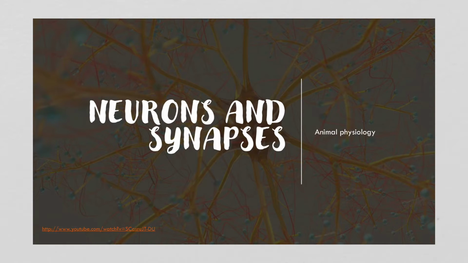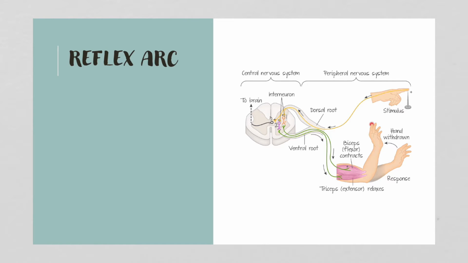In this video, we're going to explore what happens with neurons in synapses. So basically how nerve impulses and messages get sent throughout our body. So some reactions are reflex or considered reflexes. So this is the reflex arc.